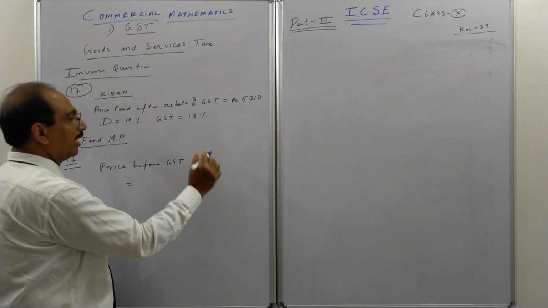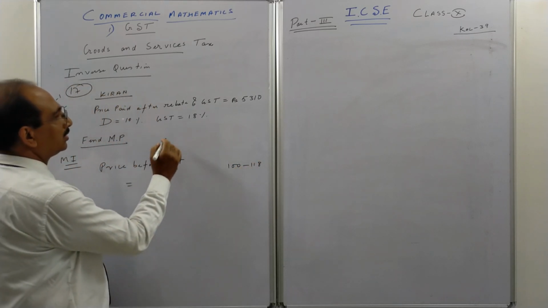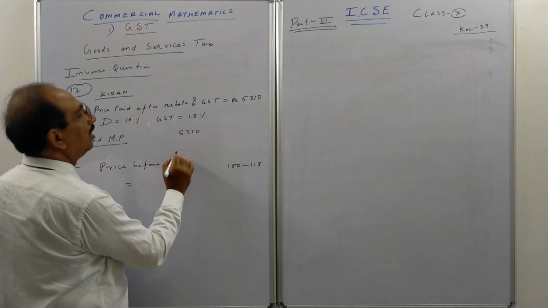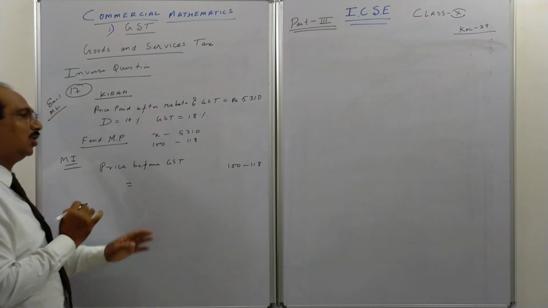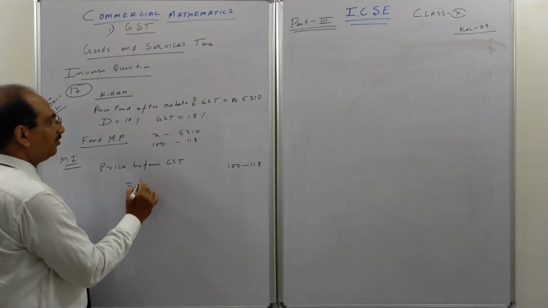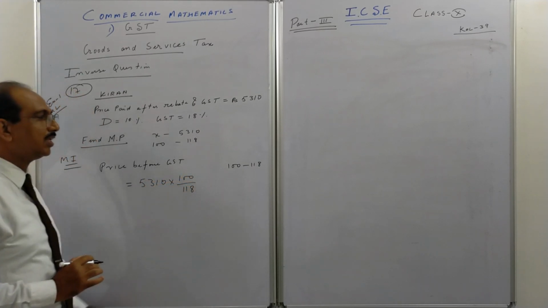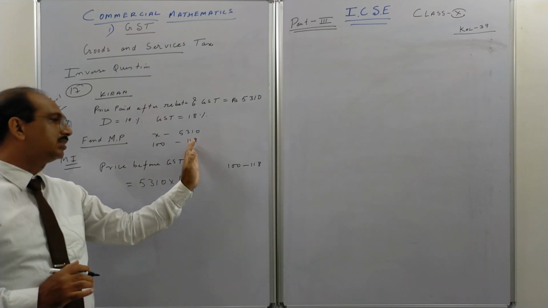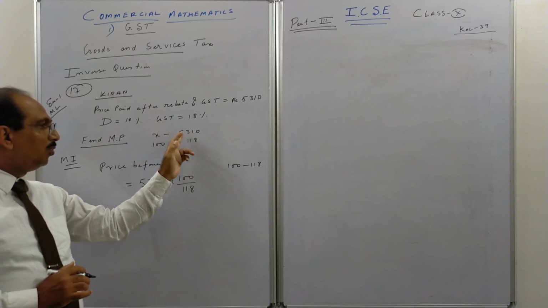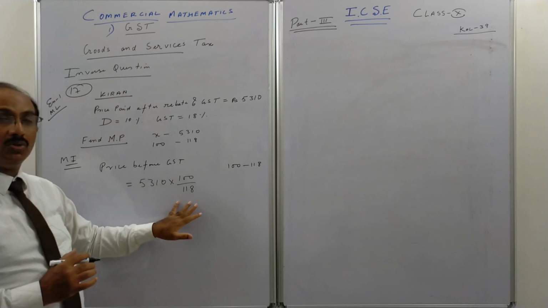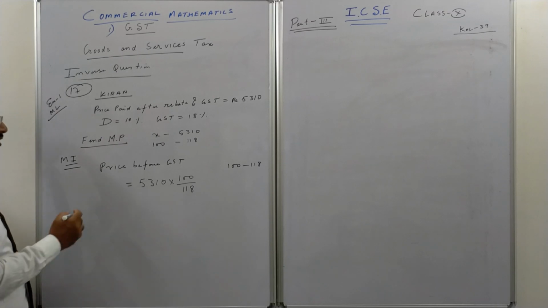So what happens? 100 rupees after GST becomes 118. Try to understand this. This is 5310 after GST. So 100 becomes this. So what was before this? Definitely it was less. So what we do: 5310 into 100 by 118. Try to understand, now with GST it's 118, before it was 100, less. So this was less than 5310. GST is like profit. We add, 100 becomes 118. So this is the price before GST.